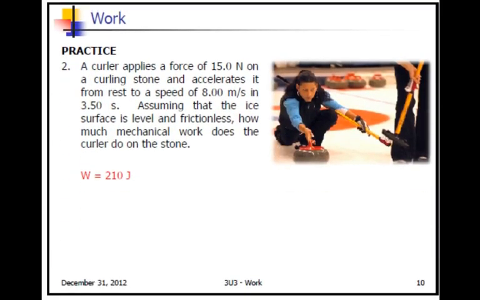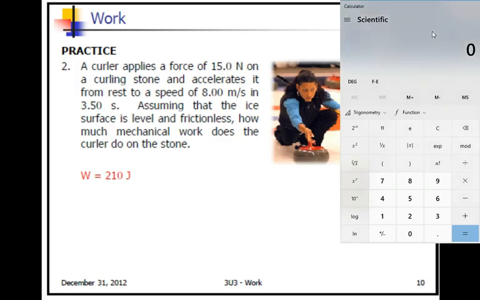Here's another problem. It says here we have a curler who's applying a force of 15 newtons on a curling stone, and they accelerate the stone from rest to a speed of 8 meters per second in 3.5 seconds. So assuming that the ice surface is level and frictionless, how much mechanical work does the curler do on the stone? Well, here it would be force times distance, but we don't directly have a distance.